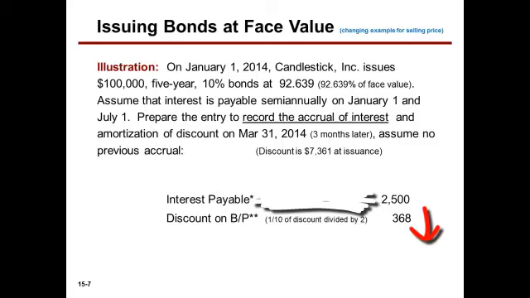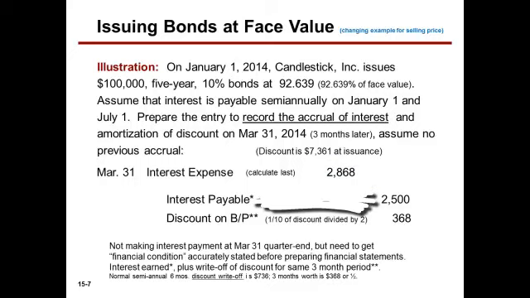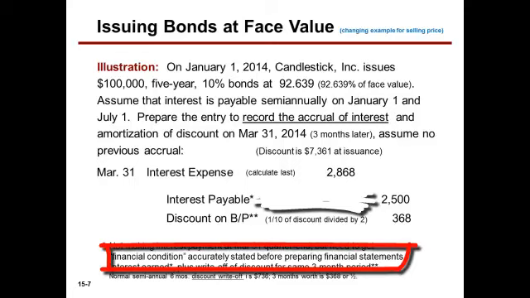We are amortizing a portion of that systematically. 1/10 of the discount is $736, but I'm dividing that by 2 because of the 3-month period. The 1/10 relates to every 6 months. These are 5-year bonds paid semi-annually. So I'm taking the 1/10 and then halving that to get my 3-month adjustment to the amortization entry. Add those two amounts up, interest expense, $2,868. Again, interest expense is always calculated last whenever we have any amortization of discount or premium. Again, we're not making an interest payment at March 31st, but we need to get the financial condition accurately stated before preparing financial statements.